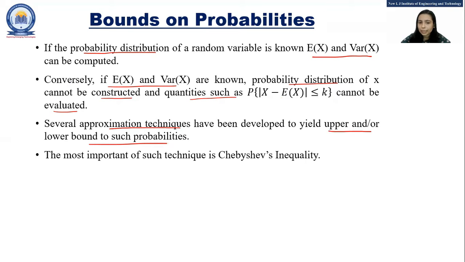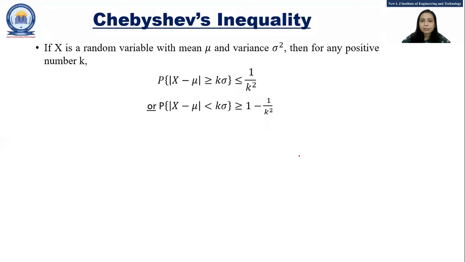So there are several approximation techniques that are used to find the upper and the lower bound for such probabilities. In order to find the upper and lower bound of probabilities, one more important technique is Chebyshev's inequality. So let's start with Chebyshev's inequality, which is used to find the upper bound and the lower bound of the probability.